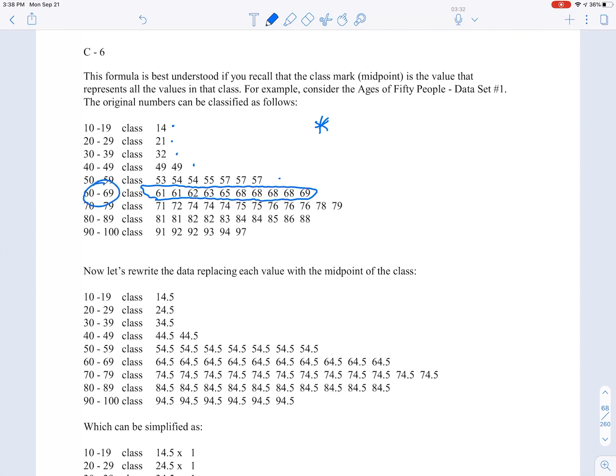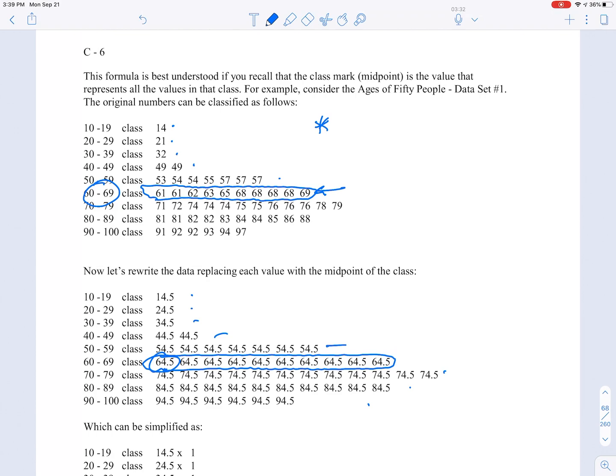So the class mark here, the middle of this class, is the average between 60 and 69. 60 plus 69 divided by 2 gives you 64.5. And so what we could do is think of all of these 60s as being rewritten as, instead of 10 uniquely different numbers between 60 and 69, 10 64.5s, because you've got some high and some low, and they balance out. Same with the 50s, the 40s, the 30s, the 20s, and so on with each of these.